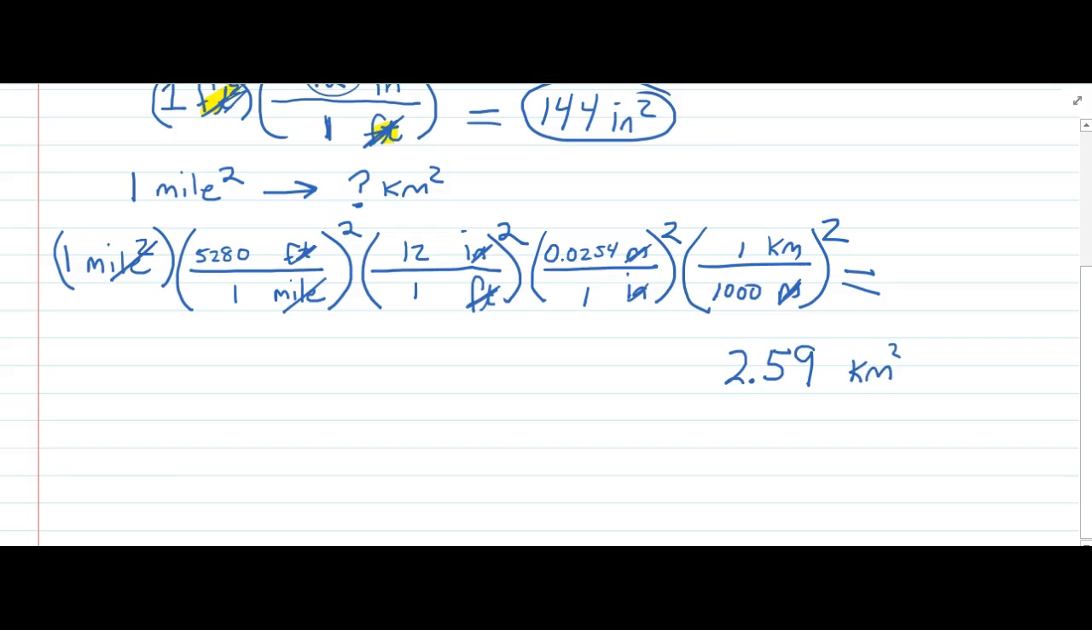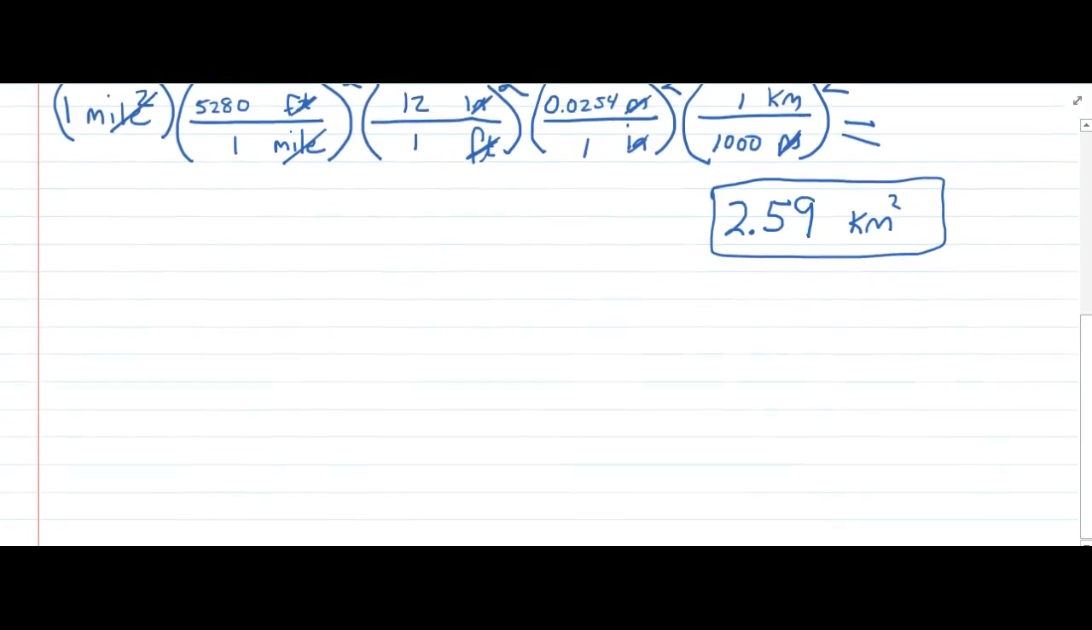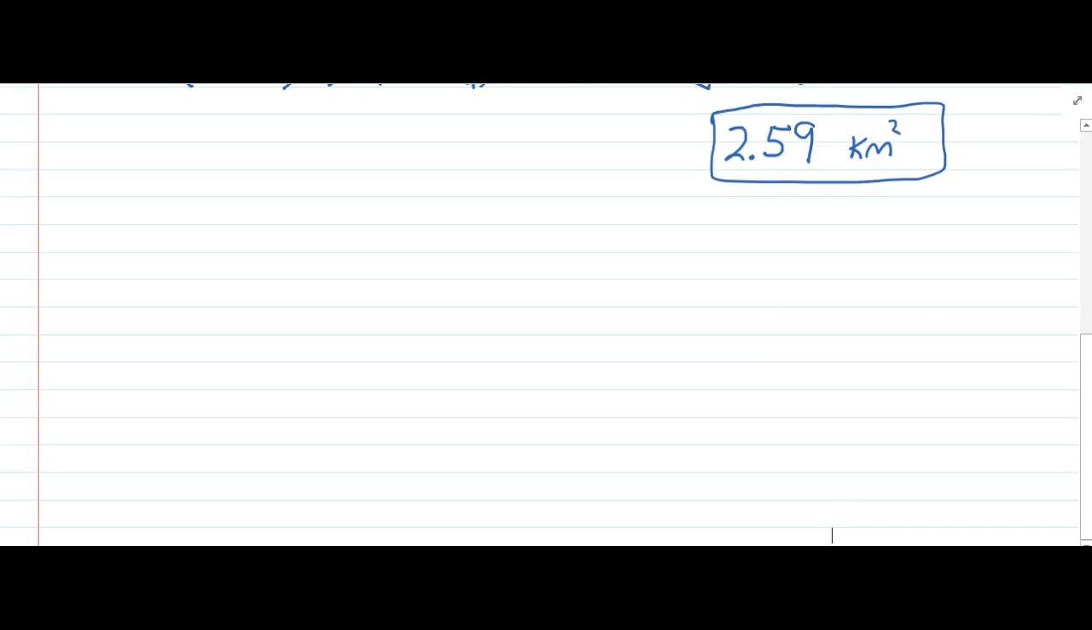Square kilometers. So that's a two-dimensional unit conversion. It's a unit of area. If it's a unit of volume, it's the same process. There's nothing tricky about units of volume, except instead of using squares, you use cubes.